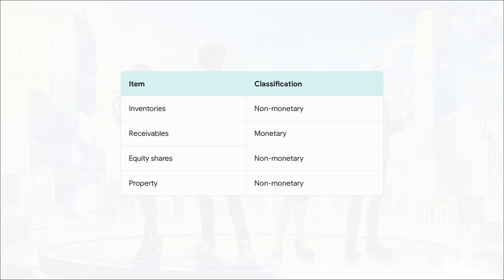To really cement this, the mentor breaks down a classification table. It shows exactly how this plays out in the real world. Things like trade receivables. They're monetary because they represent a very specific pending cash claim. But what about that $2,000 machine we just talked about? Well, that falls squarely under property, plant, and equipment, making it strictly non-monetary.